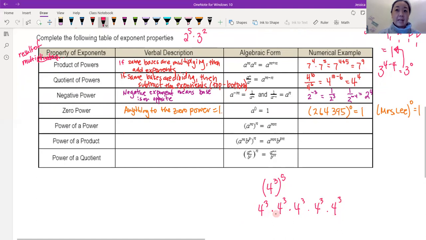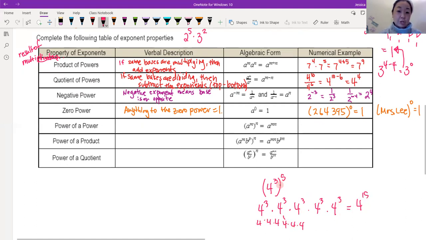And now remember what we did with the product of powers? How many 4s do we have here? 3. How many do we have here? 3. 3, 3, 3, 3. So we actually have 5 groups of 3 4s. Does that make it confusing? But how many 4s do we have? We actually have 15 of them, right? Because there's 3 of them here, and this one is another 3 and another 3 and another 3. Do you see what I'm saying? So that is going to be 15.